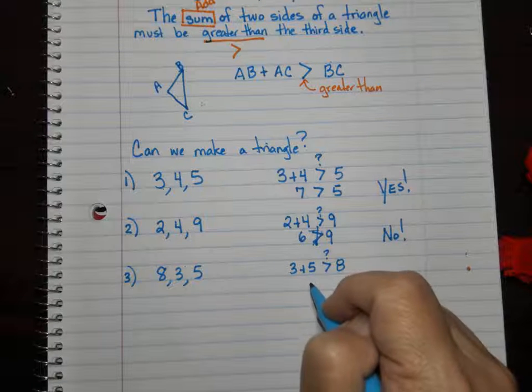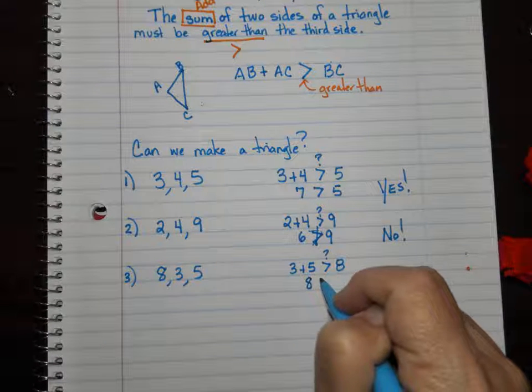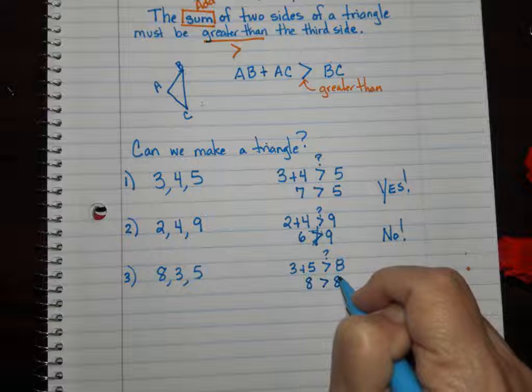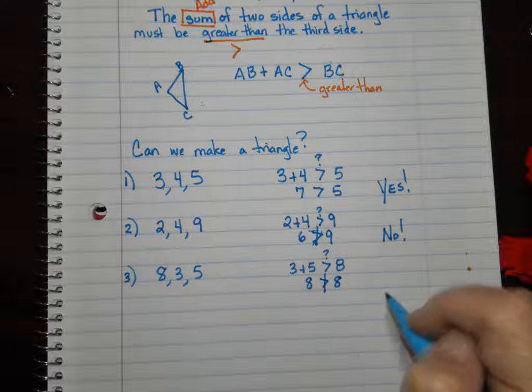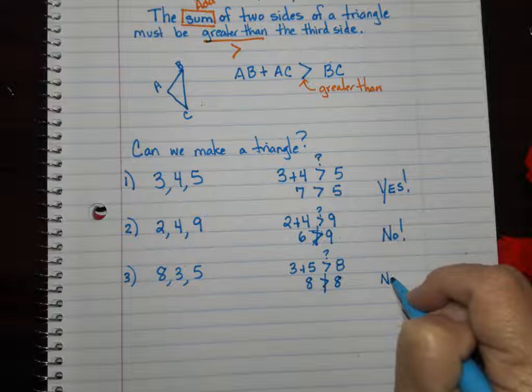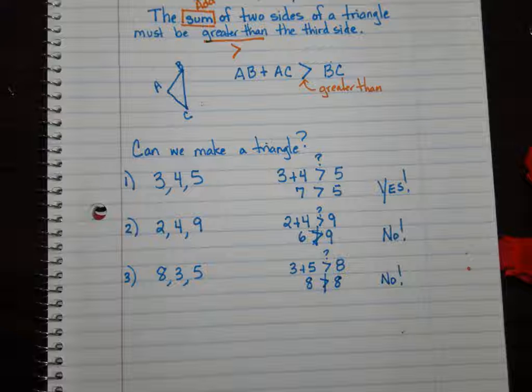So 3 plus 5 is 8. Is 8 bigger than 8? No. 8 is equal to 8. 8 is not greater than 8. So no, these are not going to make a triangle.